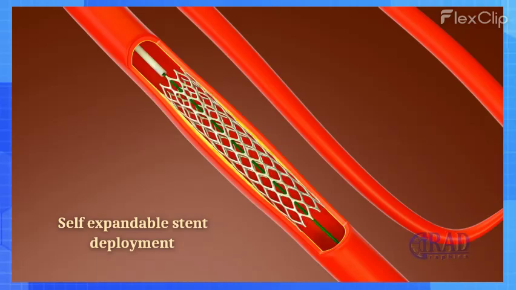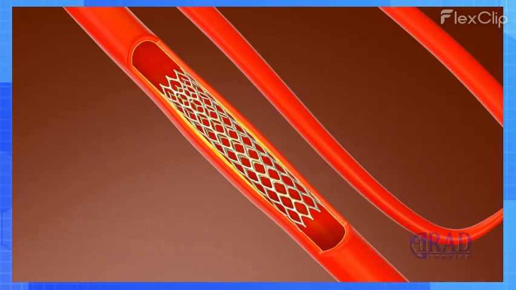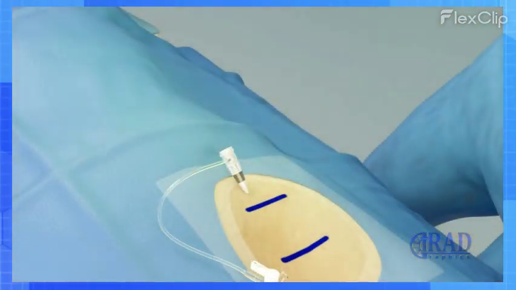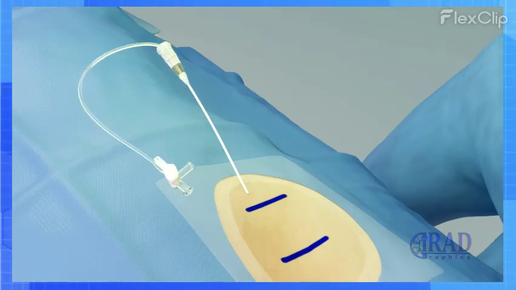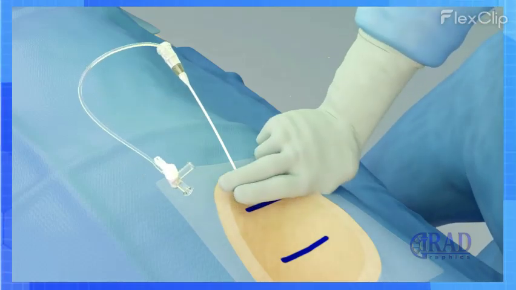Once luminal patency is achieved, the catheters and wires are removed. Finally, the sheath is gently withdrawn and eventually removed while manual pressure is applied to the artery's entry site.